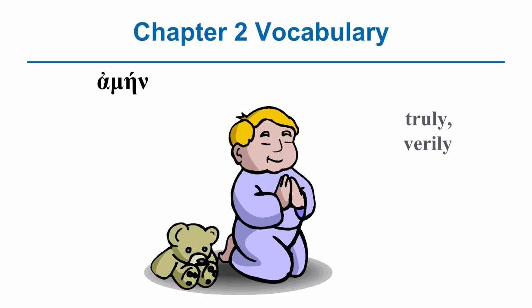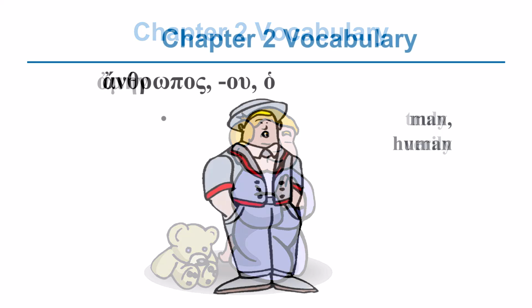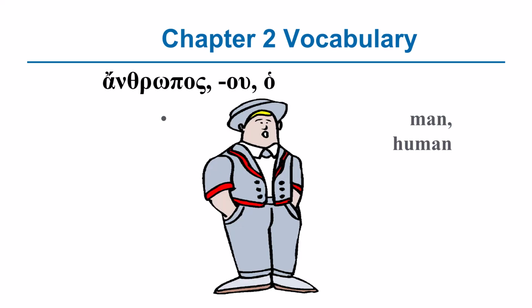And the second from the last here, you have alpha, you have mu, you have A, which is the equivalent to English E, and you have N. So you have amen, which means truly or verily, or it means amen in the English. The next one is anthropos.